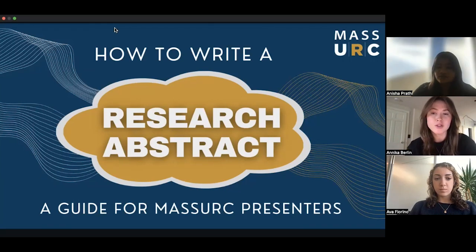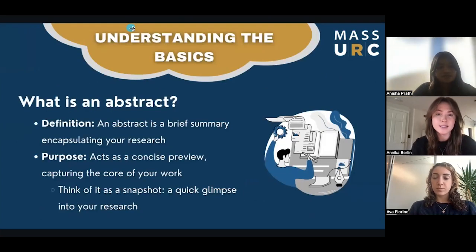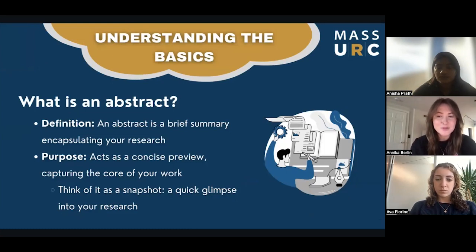First, we're going to break down the basics. What is a research abstract? A research abstract is a brief summary that encapsulates your research. Lengthwise, it's typically a paragraph long, and we have a 250 word limit in the hub, which is where you're going to go to submit this abstract. Its purpose is to act as a preview that captures the core of your work. You can think about it like a snapshot of what you've done in your research and what you've found. It's a quick glimpse that sets the scene for your work.